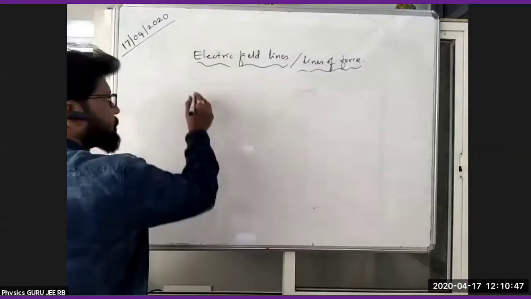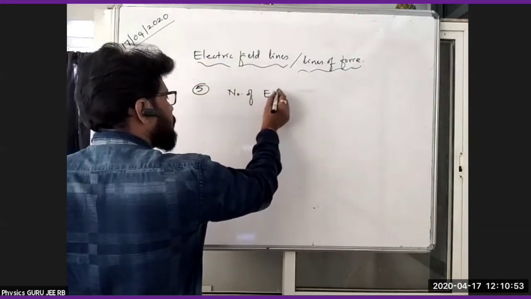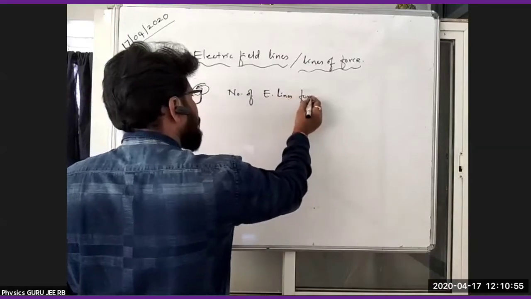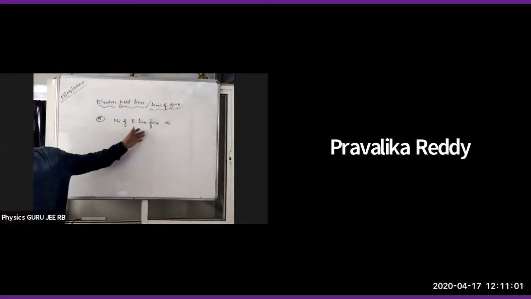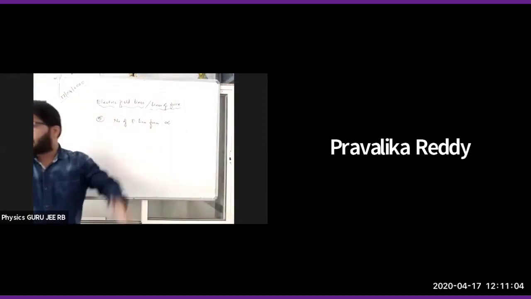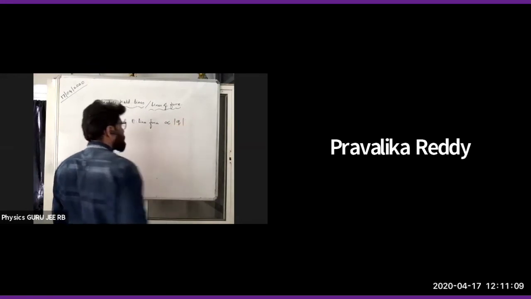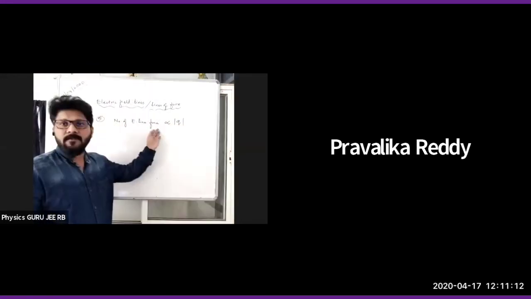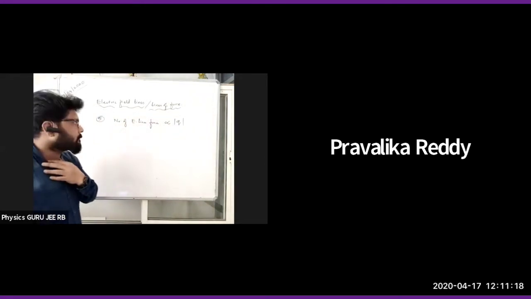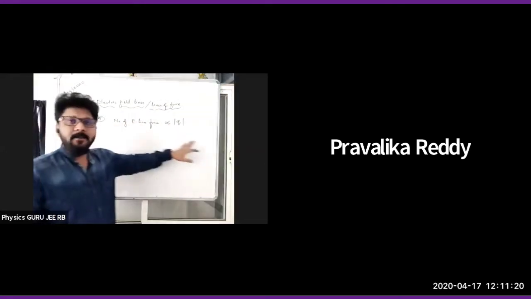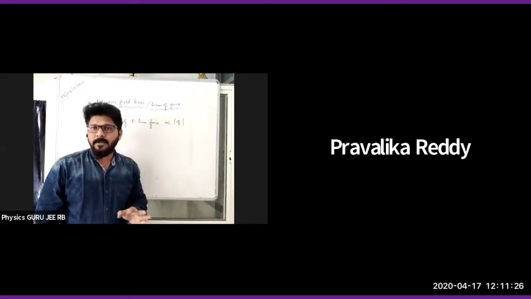Fifth one is: number of electric lines of force is directly proportional to the magnitude of the charge. Right? So this is the fifth property. I am specifying magnitude. Of course, we know that charge is a scalar quantity.